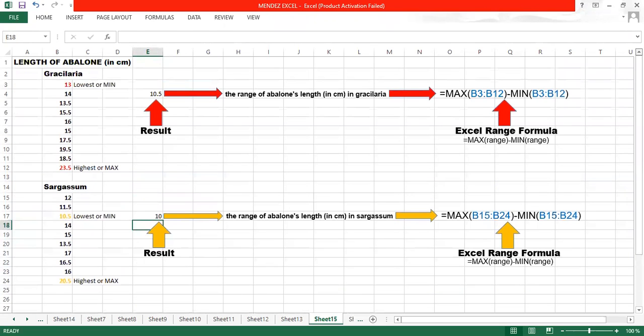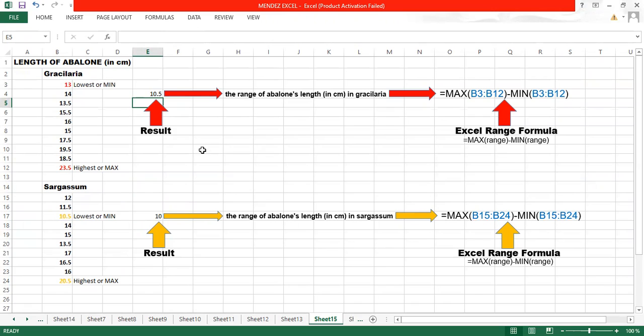So here, let's assume that we don't know the result yet. Let's put equals max, open parenthesis. Our range is B3 to B12, then close parenthesis, minus, type min, open parenthesis, B3 to B12, then close parenthesis and press enter. So the result is 10.5.